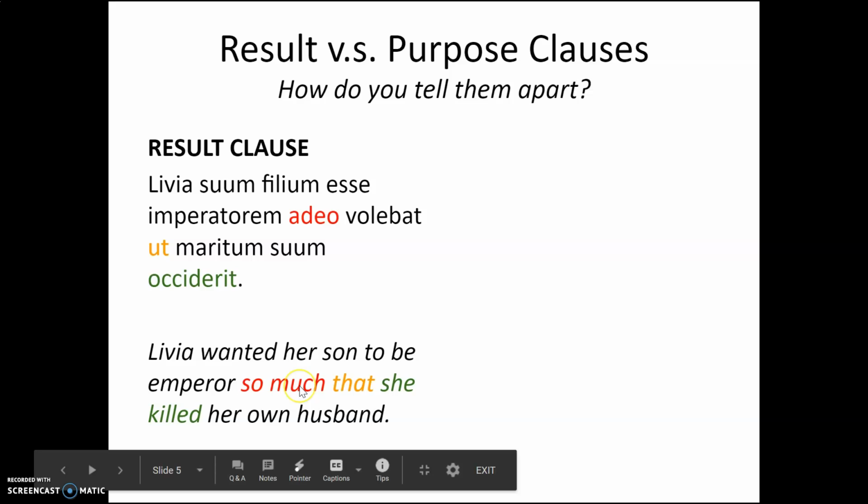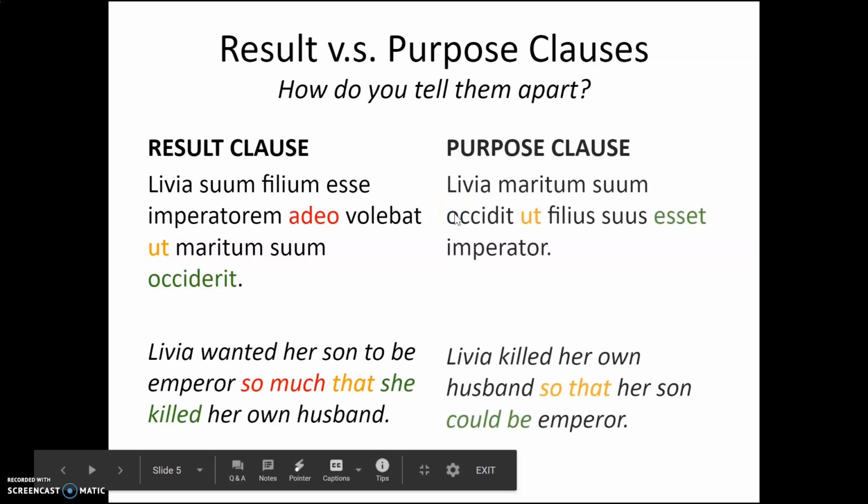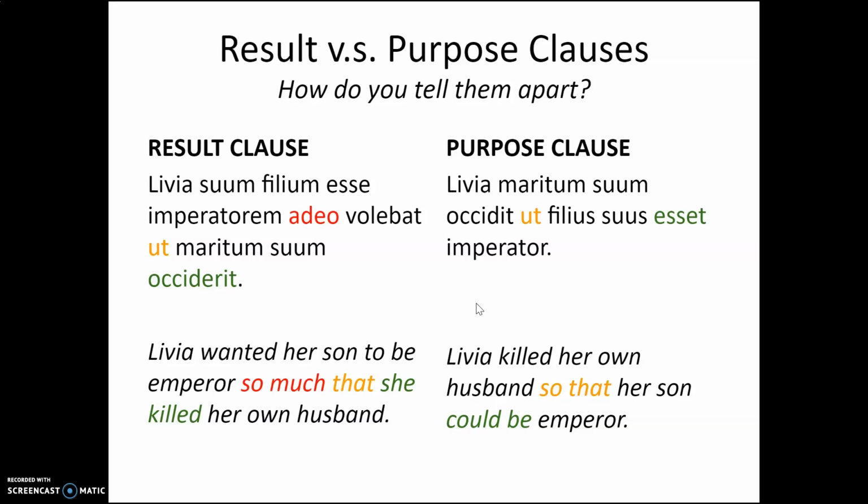So she wanted it so much that as a result, she killed her own husband. And let's look at a purpose clause for contrast. There we go, similar sentence. Livia maritum suum occidit, ut filius suus esset imperator. So here you'll notice there is no tam, tantus, tot, adeo, ita, sic in the main clause, but like the result clause, it still has ut in the middle and a subjunctive verb, esset, coming at the end.